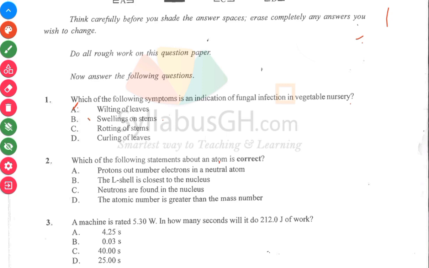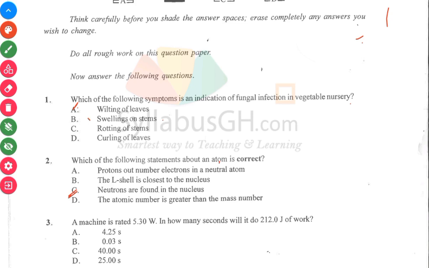Now kindly take note that I'm going to answer the questions immediately I read them, so you can pause the video and try to answer and then verify from my answer. And sometimes I do give explanations. So question 2, the answer is C. Neutrons are found in the nucleus.